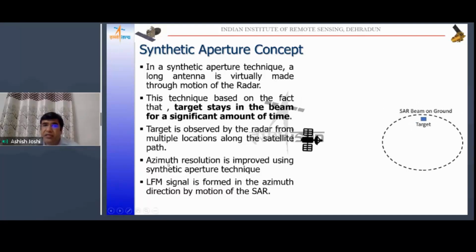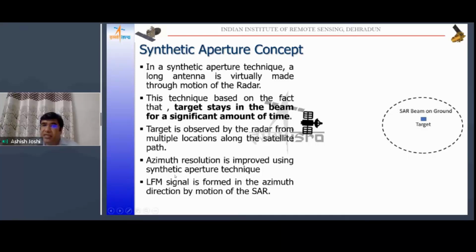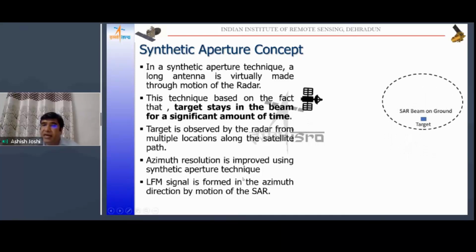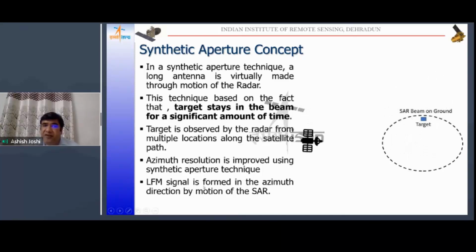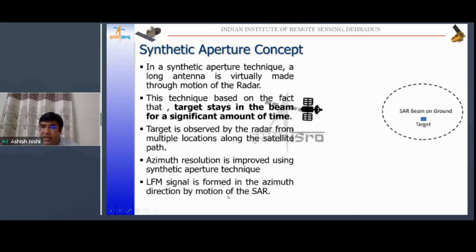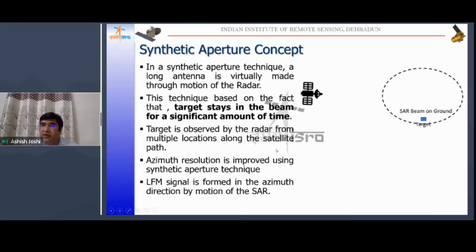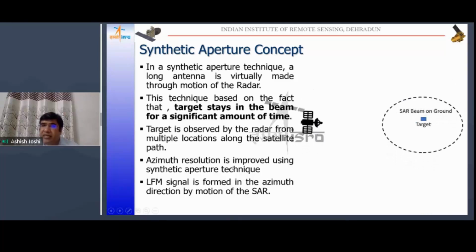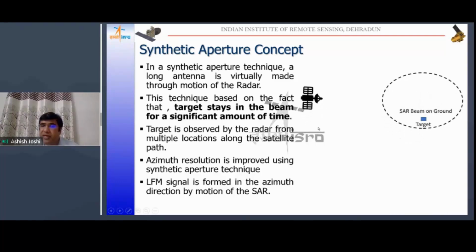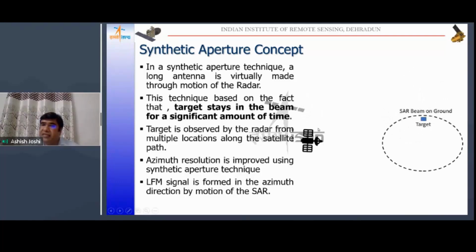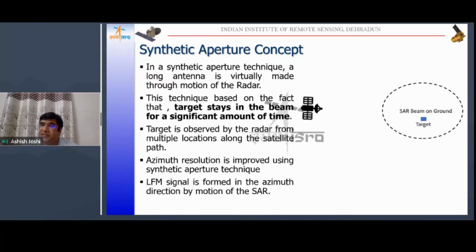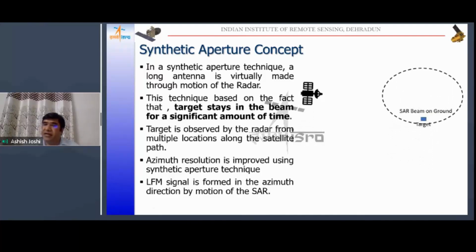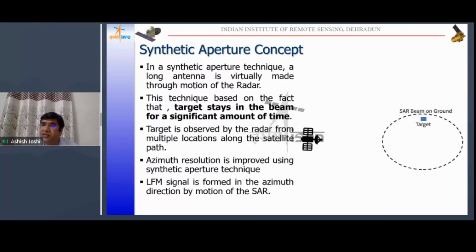Azimuth resolution is improved using the synthetic aperture technique. An LFM signal is formed in the azimuth direction by the motion of the SAR. In the range direction, because it is an active sensor, it is transmitting the LFM signal for getting better range resolution.